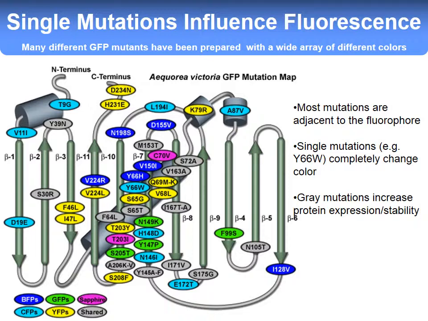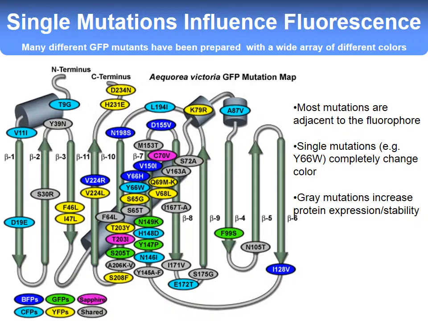There's also some green ovals you'll see all over the diagram. For instance, F99S on the right side. Whenever you see a green oval, those are mutations that actually make the normal wild-type GFP even brighter. So we have versions of GFP called enhanced GFPs, or eGFPs, that are much brighter. They're easier to see at low concentrations.